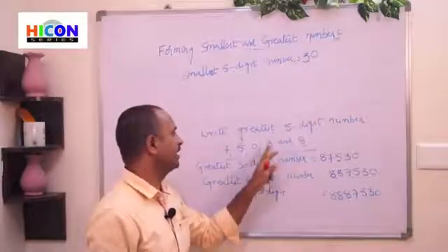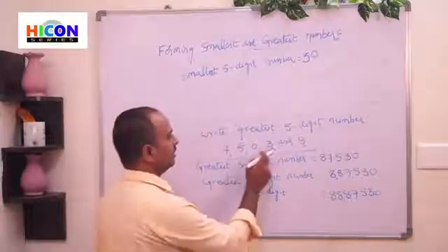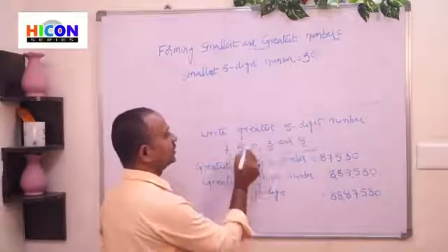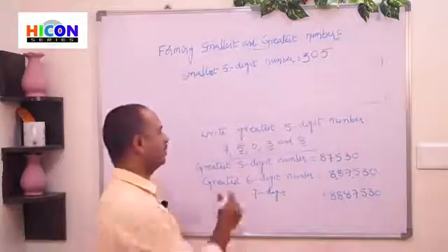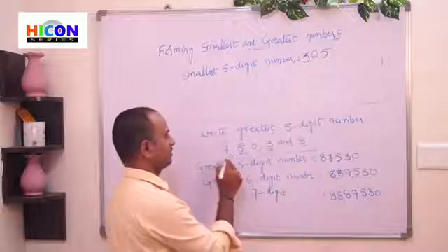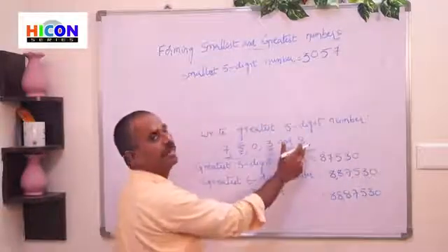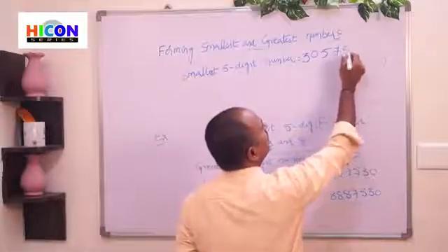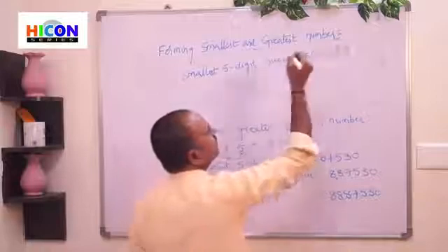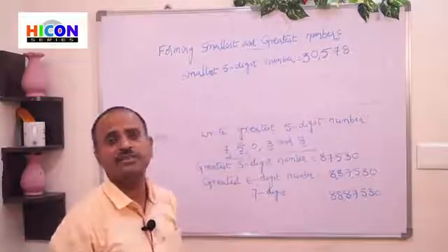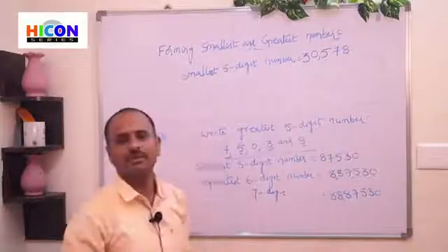And arrange the remaining 3 digits in ascending order as usual. After 3, which one is the smallest? 5 is the smallest, so write 5 here. After 5, 7 is the smallest, so write 7 here, and the remaining 8 is written last. So this is the smallest 5-digit number, 30,578. In this way, we can write the smallest number.